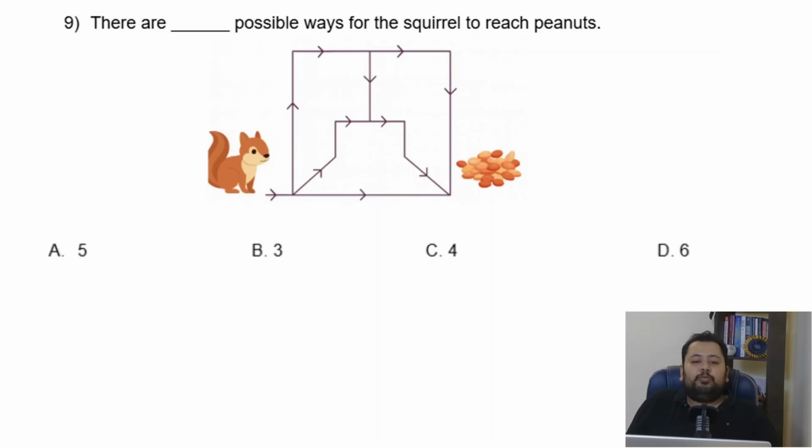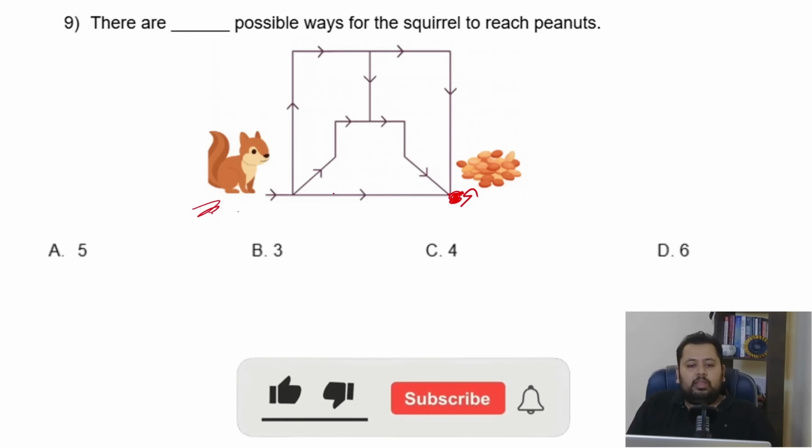There are dash possible ways for the squirrel to reach the peanuts. So there is a squirrel over here. The squirrel wants to reach the peanuts over here, right? So it wants to reach. How many possible ways are there for the squirrel to reach it, right? So pause the video first, solve it, and then look at the solution.